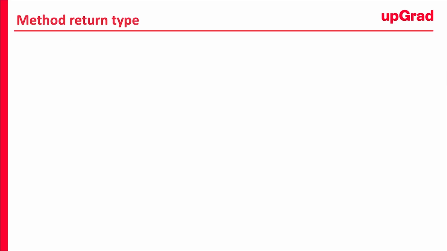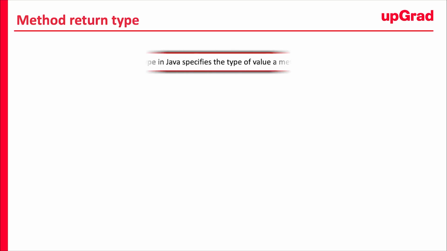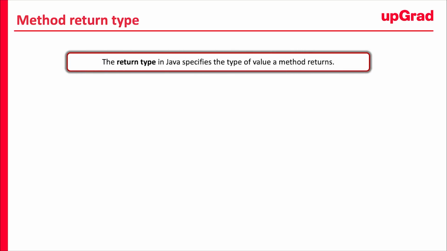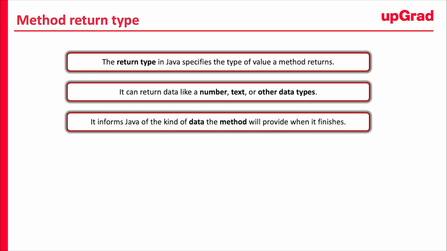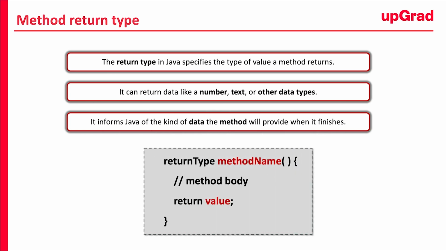Alright, now coming to method return type. In Java, the return type of a method is the type of the value the method gives back after it completes its task. When a method finishes its job, it can return a result like a number, text, or any other data type. The return type tells Java what kind of data to expect when the method is done. As you can see on the screen, there is a return type, method name, method body, and return value.